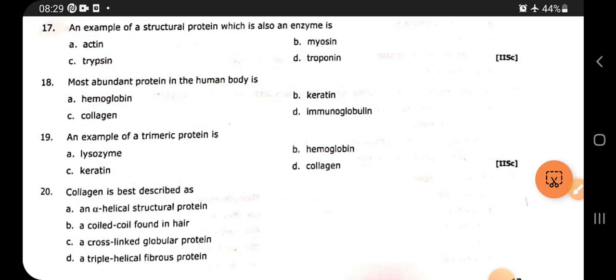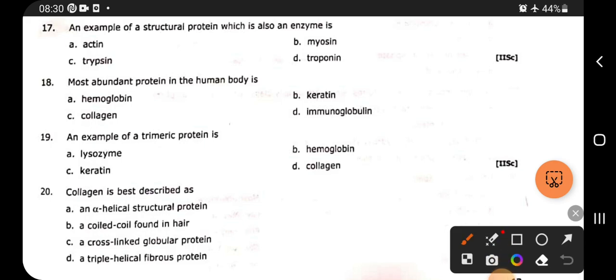First is 17th number question, which says an example of a structural protein which is also an enzyme is actin, myosin, trypsin, or troponin. You all guys know that we use an enzyme as trypsin in what? In digesting your protein first, and by utilizing the activity of its digestion, we utilize it in the protein sequencing as well. So therefore trypsin will be the correct answer.